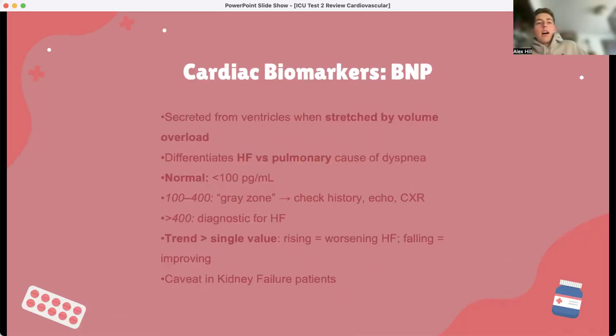So BNP, if your ventricles are stretching because of volume, then your brain thinks that you have too much blood. And so when your brain thinks you have too much blood, it says P.